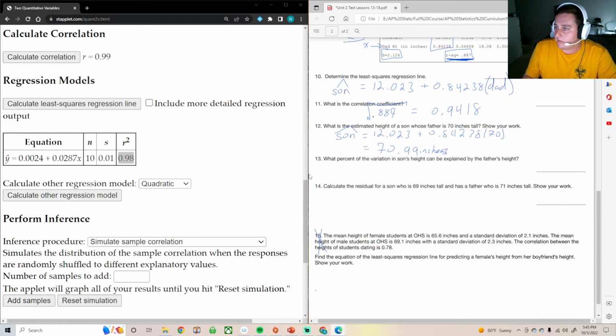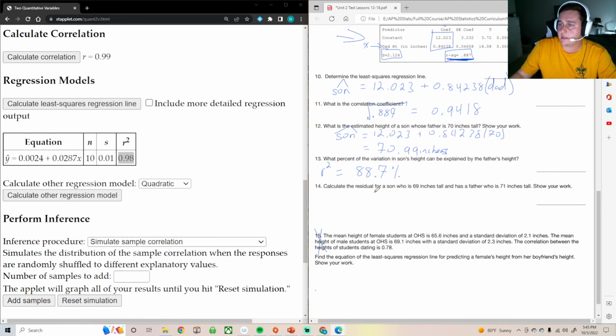All right, what percent of the variation in son's height can be explained by the father's height? That's easy. This is the sentence frame talking about r squared. So it's this percentage of the height. So this is r squared, which is that number there. They already gave us that.